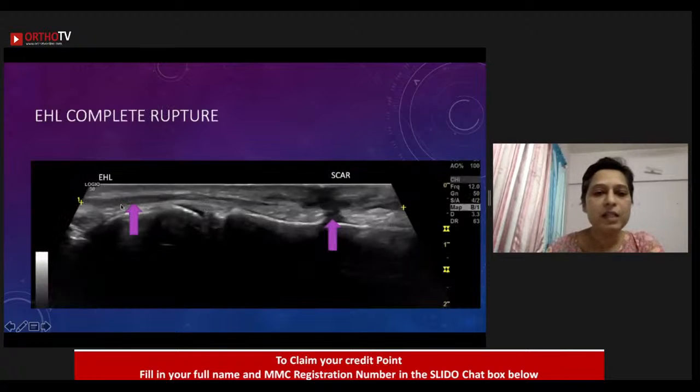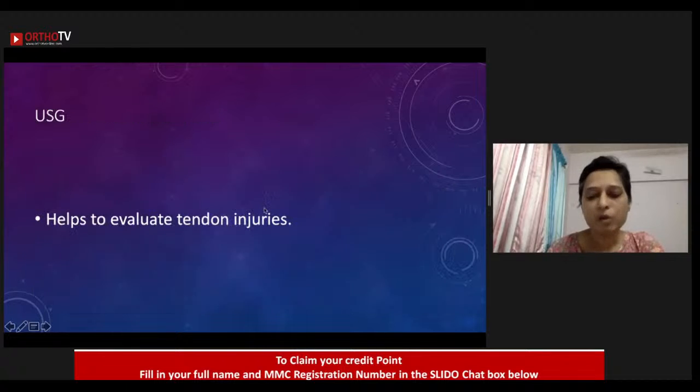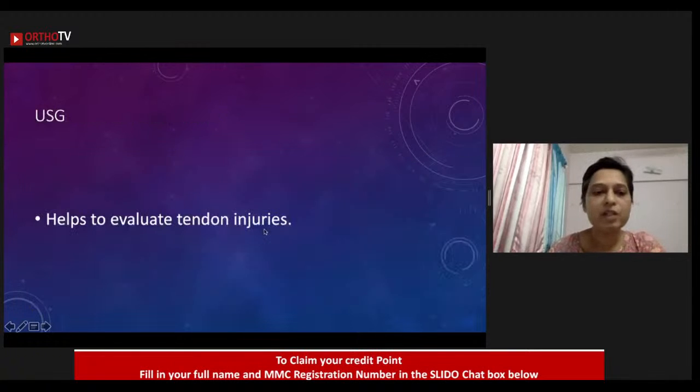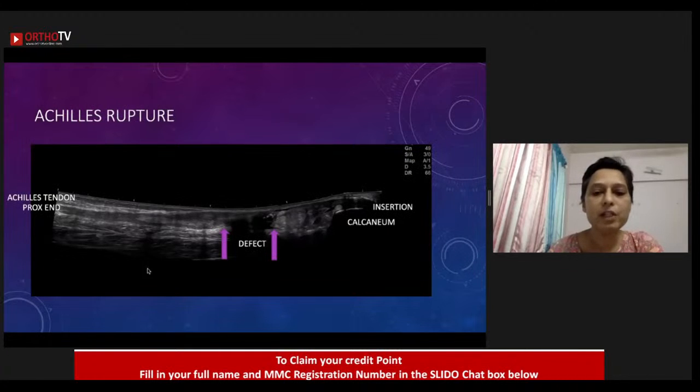This is the EHL tendon. Ultrasound is very helpful to diagnose tendon injuries or tendon tears. This patient presented to us with a scar on the dorsal aspect of the foot with inability to dorsiflex the great toe. On ultrasound examination, the scar was absolutely healthy, but see, this is the EHL tendon. You can see the continuity till here, but here the tendon is completely torn and retracted. So this was a complete EHL injury. Ultrasound helps to diagnose tendon injuries.